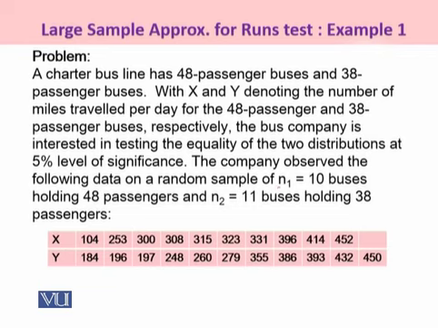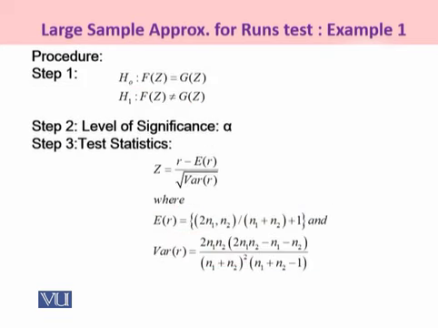It is a random sample of N1 equal to 10 buses holding 48 passengers and N2 equal to 11 buses holding 38 passengers. And we are required to compare the two types of charter buses by making use of the large sample approximation. As you know, N1 is 10, which is not actually greater than 10, but equal to 10. But N2 is slightly greater than 10. So we would be employing the Z or the standard normal distribution for testing the randomness in the data.